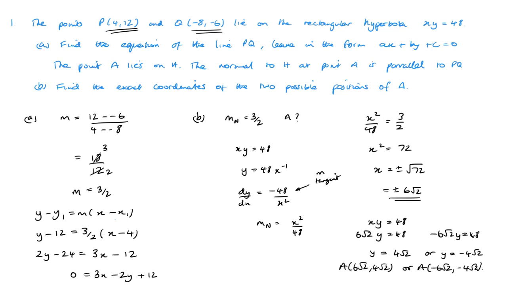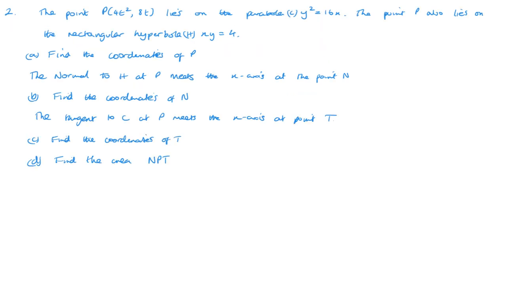And there you have it. Right, let's look at question 2. Question 2 gives me the point P, a parabola, and a rectangular hyperbola. The parabola is equation C, the rectangular hyperbola, equation H. Find the coordinates of P.